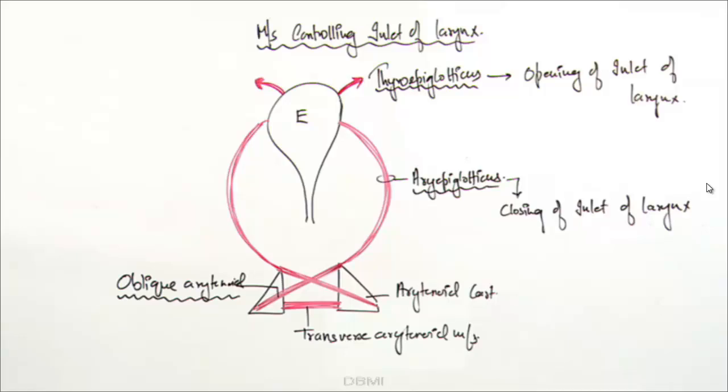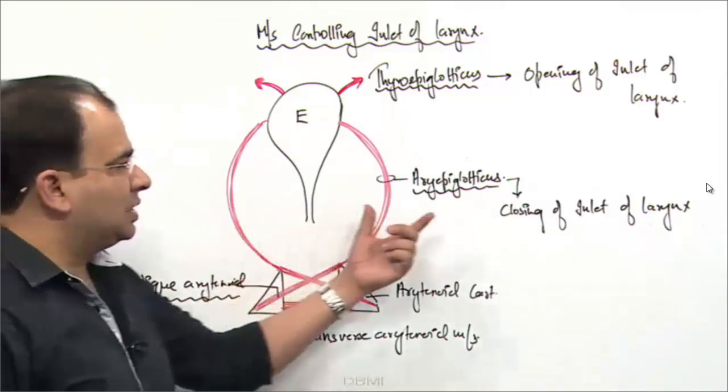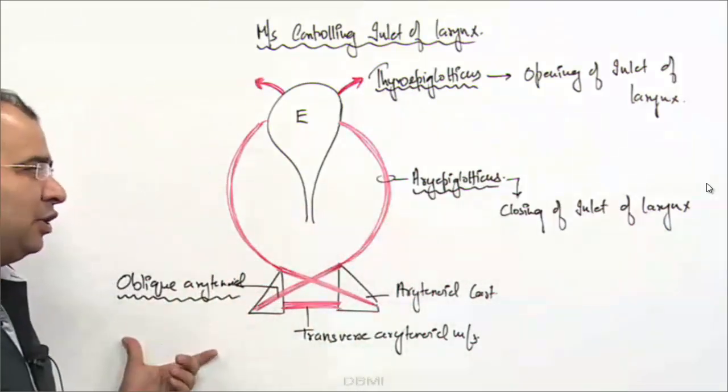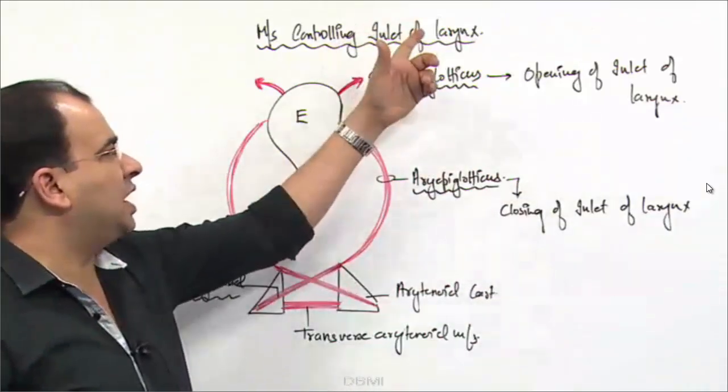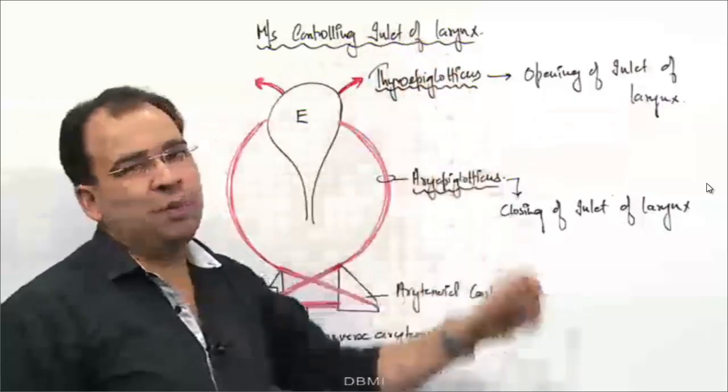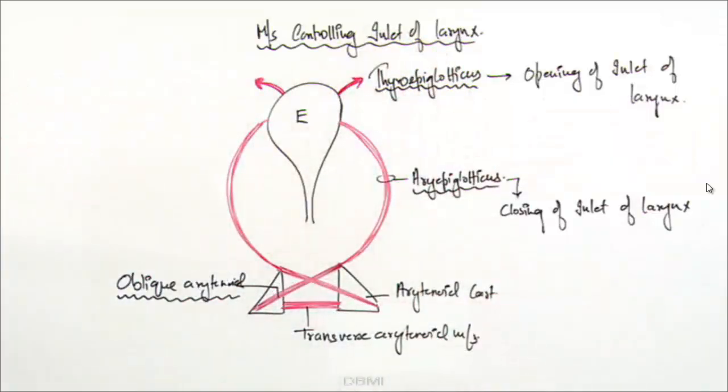So guys, this is the first group we are talking about. Aryepiglotticus muscle, which is an extension of oblique arytenoid, is for the closing of inlet, and thyroepiglotticus from the thyroid cartilage to epiglottis will open the inlet of larynx. So this was the first group, the muscles controlling inlet of larynx.